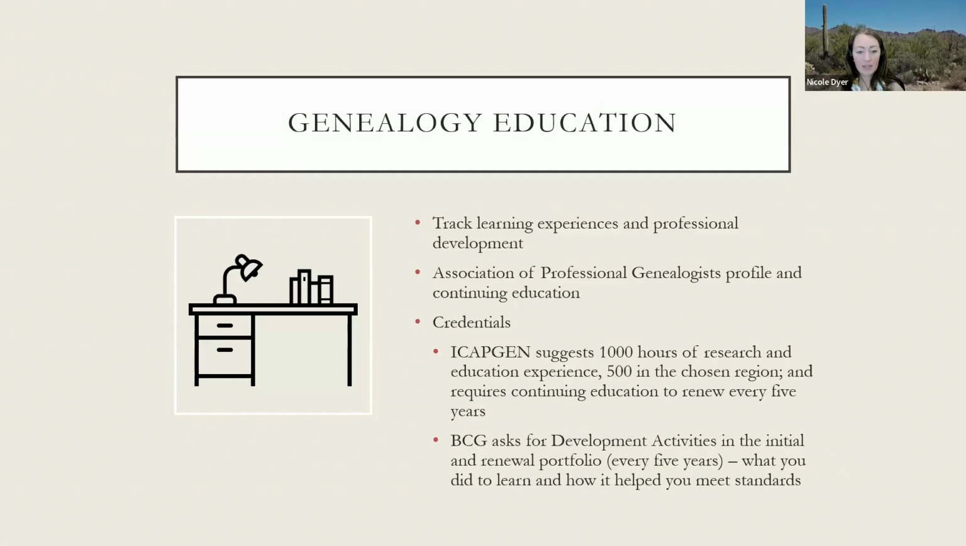And then with the CG credential from BCG, the Board for Certification of Genealogists, they ask for development activities in the initial and renewal portfolio, which is every 5 years. You're supposed to talk about what you did to learn and prepare for becoming a certified genealogist and how your learning experiences helped you meet standards and other things. So if your goal is to do any of these things, then you might want to start now to track the learning and development activities that you're doing to help you learn and grow.